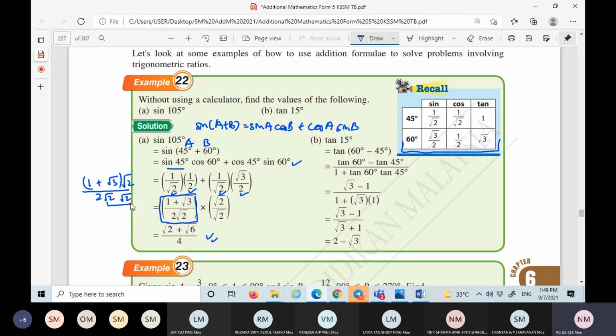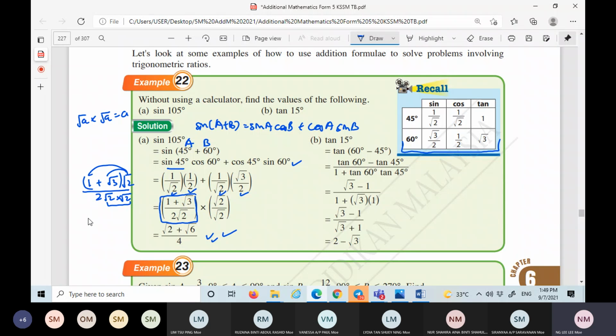Square root 2 times square root 2: square root A times square root A, your answer is A. So square root 2 times square root 2, your answer is 2. So 2 times 2, 4. Then this one, begin square root 2, and then square root 3 times 2 is 6. So this is how they get the answer.